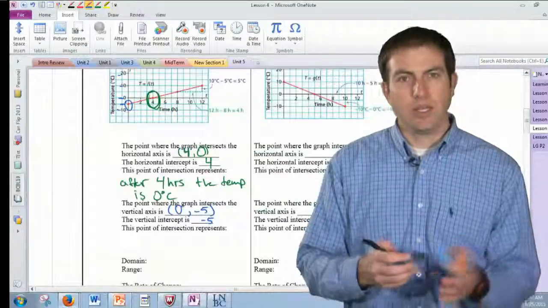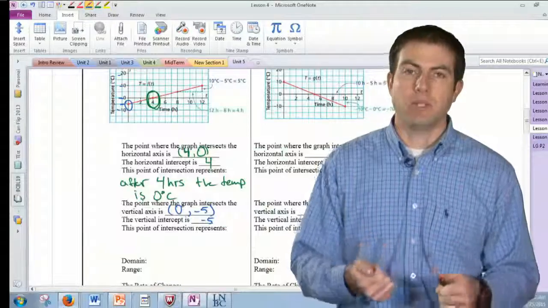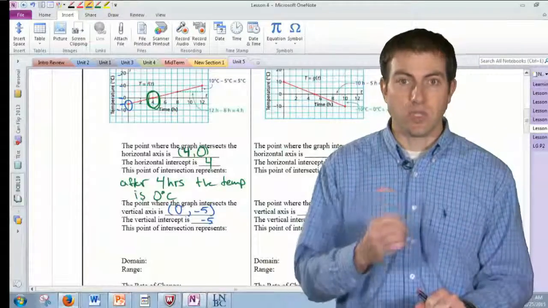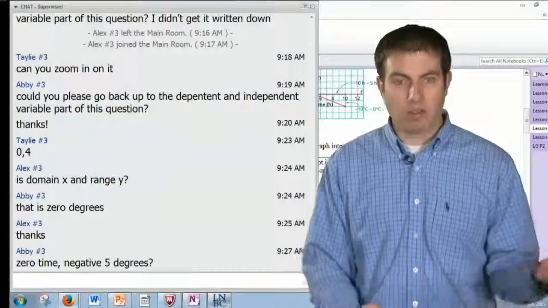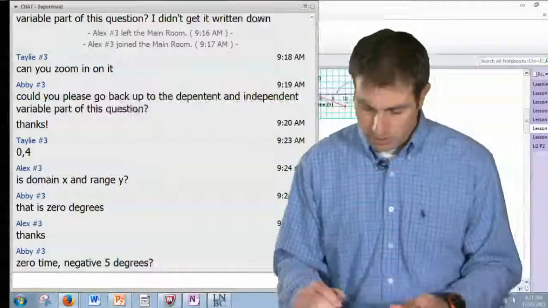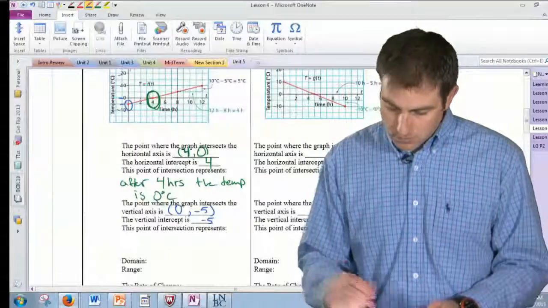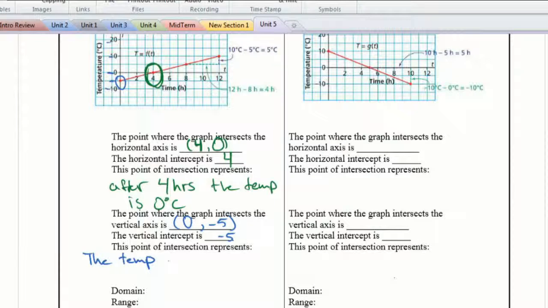So the idea here is that we have to start our time somewhere. And when we started recording our time, the temperature was -5. So at 0 minutes or 0 hours or whatever, the temperature was -5 degrees. That's just when we started. And Abby, you're on the right track there. So we could just write something like the temp when we started was -5 degrees Celsius.